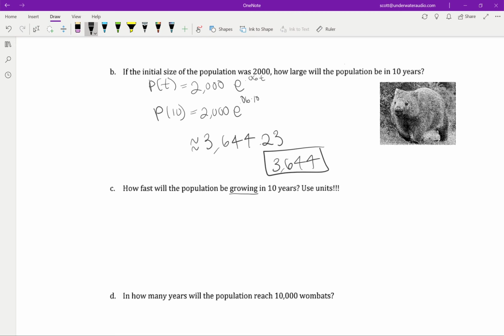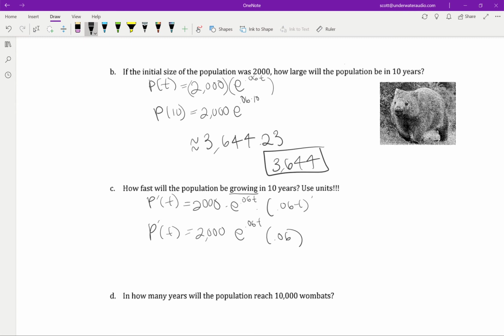I need to take a derivative here. So P prime of t is going to be, I'm going to leave this constant alone, 2,000. To take the derivative of the rest, that's just e to the 0.06 t, and then I multiply by the derivative of 0.06 t. So P prime of t is equal to 2,000 e to the 0.06 t times 0.06, since the derivative of 0.06 t is just 0.06.